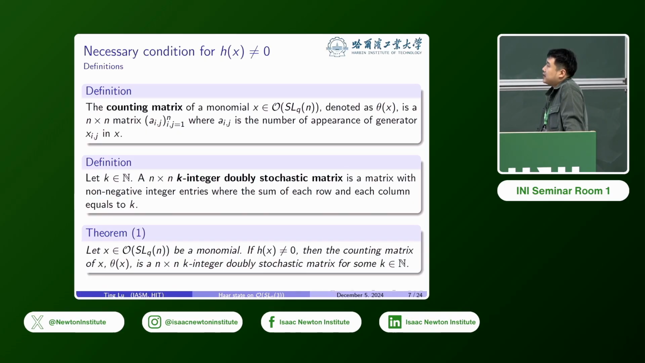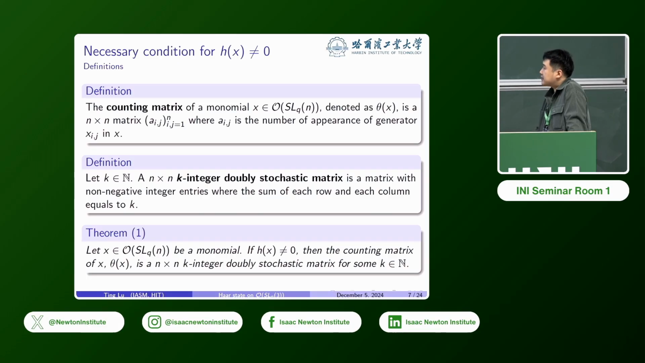So first, a counting matrix of a monomial X is going to be an n by n matrix with non-negative integers, where the a_ij entry is the number of appearances of the generator x_ij in X. And I will say a matrix is an n by n k-integer doubly stochastic matrix if that matrix has non-negative integer entries and the sum of each row and each column equals k. This is just an analog of the doubly stochastic matrix in random matrix theory, where the sum of each row and column equals 1.